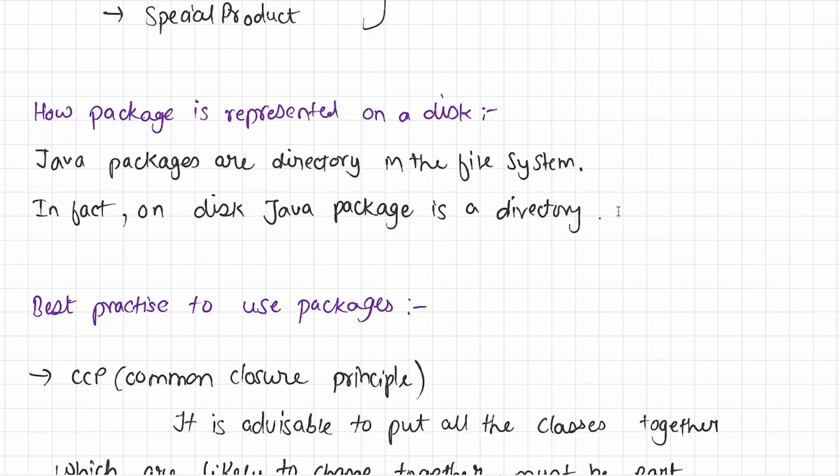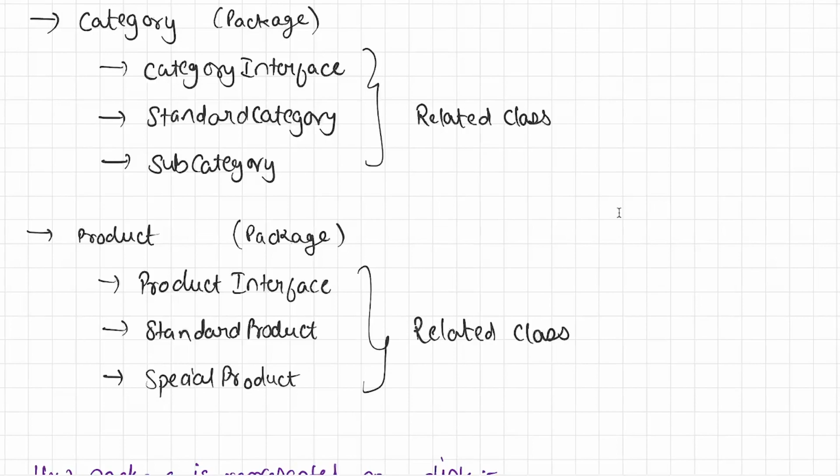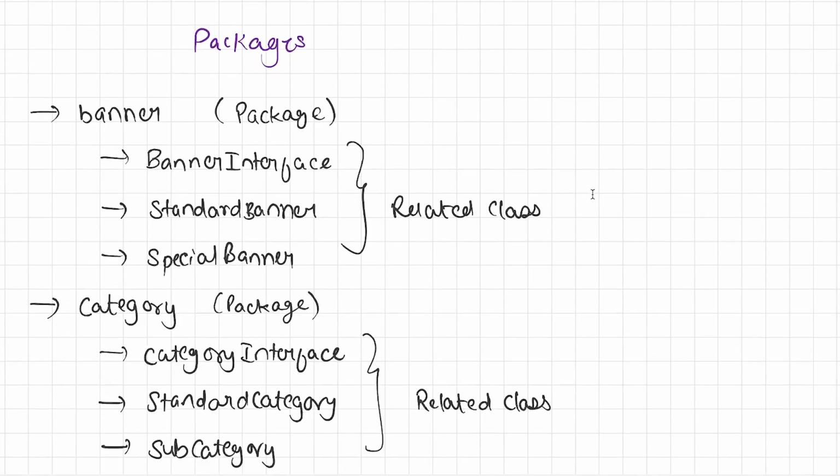Now this is all about packages. The real question is how a package is represented on a disk. In Java, packages are folders in the file system. In fact, on disk, a Java package is a directory. Yes, you heard that right. A package is nothing but a directory or a folder. For example, here banner is a package. This means banner is nothing but a folder.